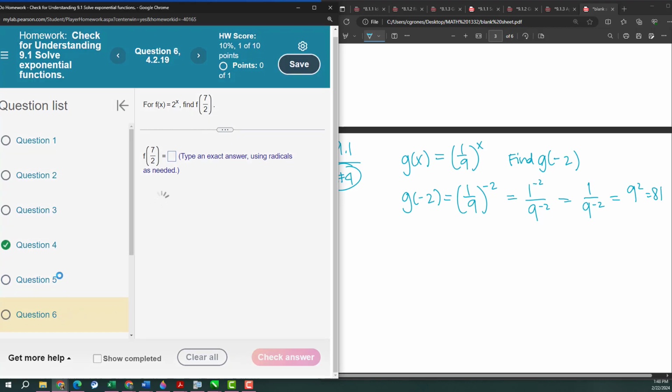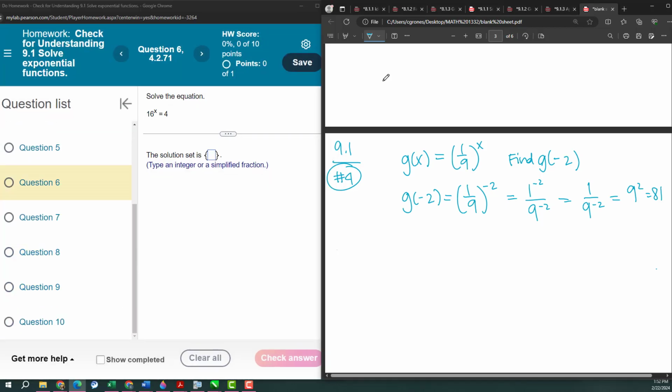Not going to look at 5. So we are also going to look at number 6. Number 6 gives us that 16 to the power of x equals 4, and we need to find our solution set. So we're going to solve for x.